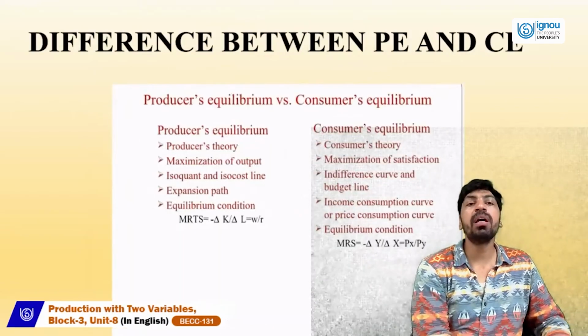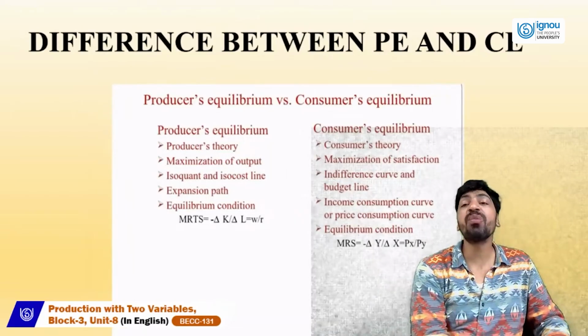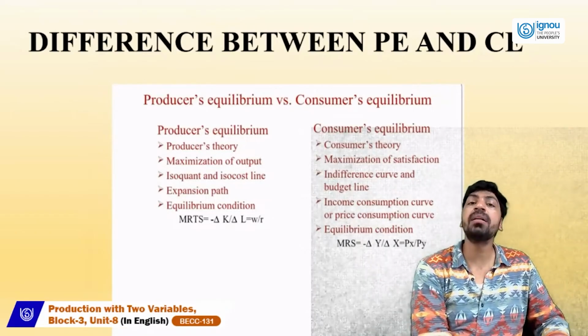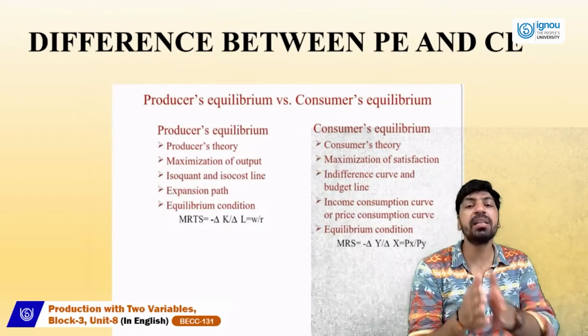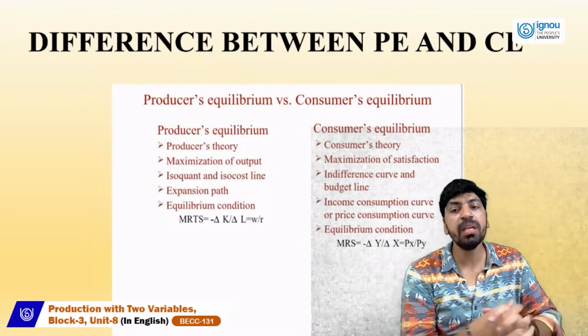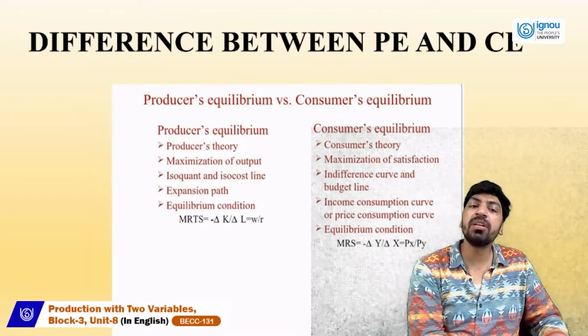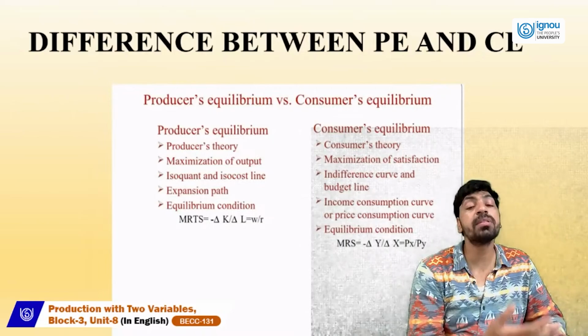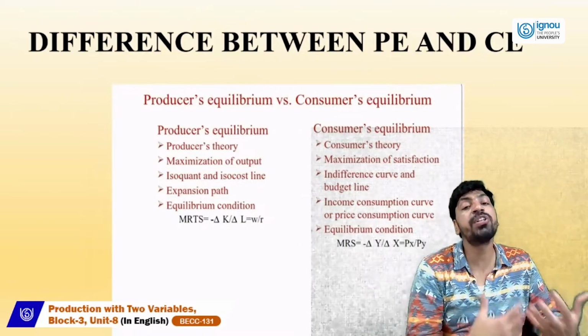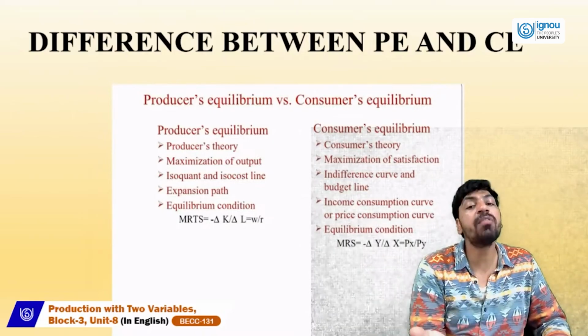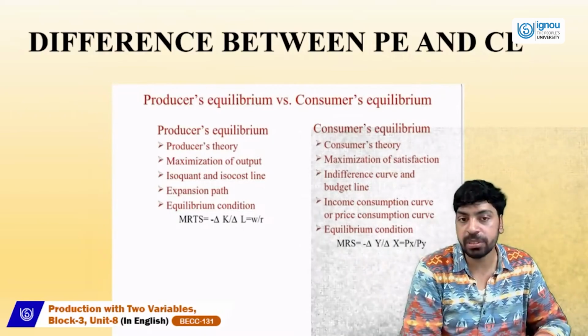Now we talk about the difference between producer equilibrium and consumer equilibrium. So these are the differences. When we talk about producer equilibrium, we talk about the producer's theory, that is how much the firm could produce at the same level of output by combining the two inputs.